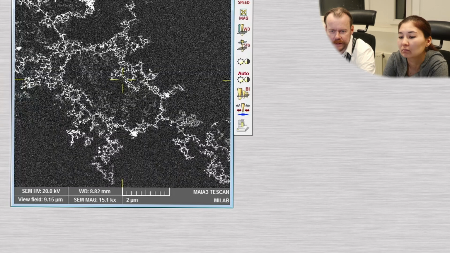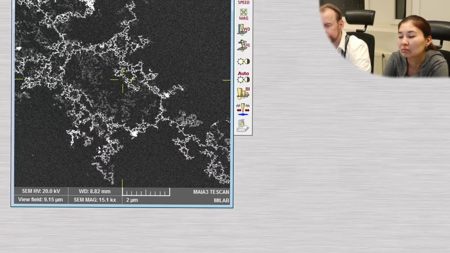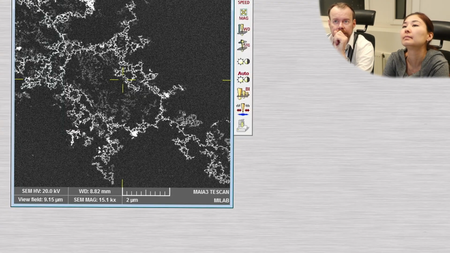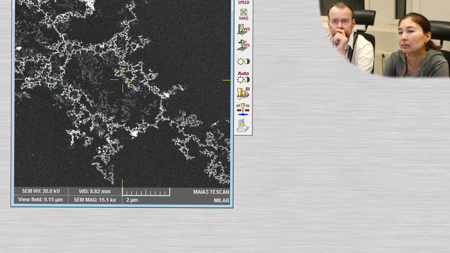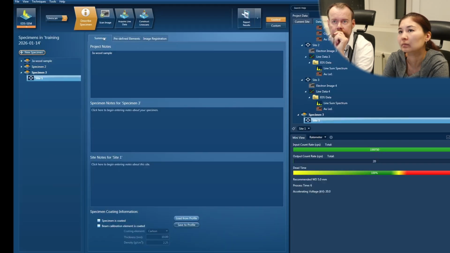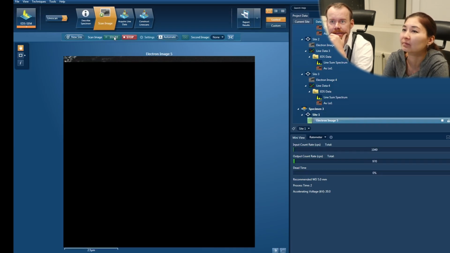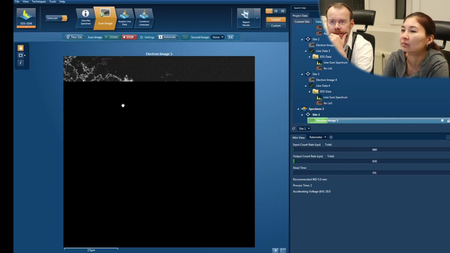All right, so here we have the particles again. So we go up to the EDS place. We can make a new specimen. You can call it new specimen. And let's grab an image of that.